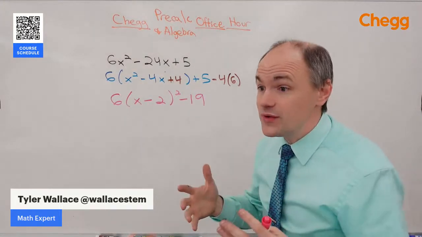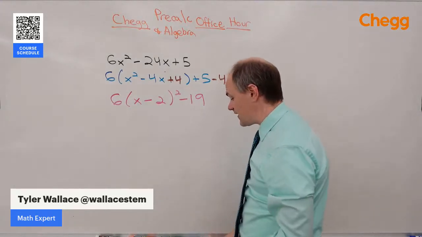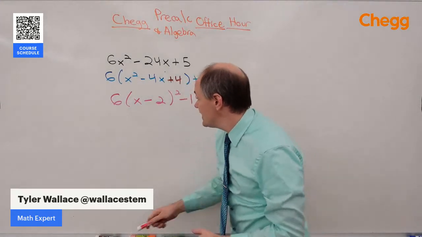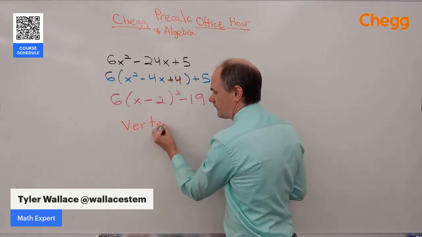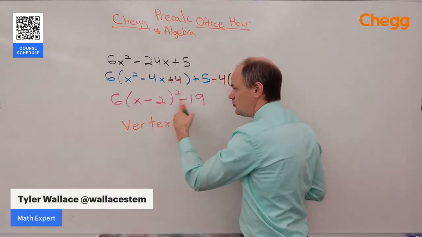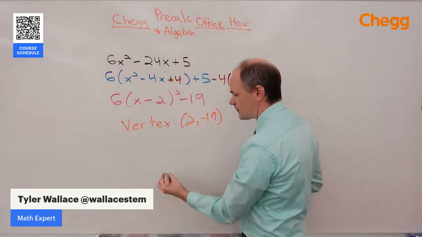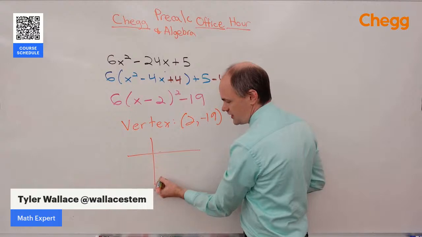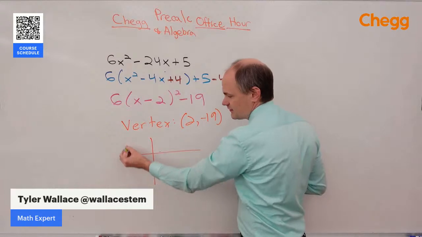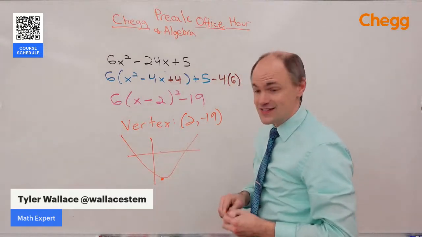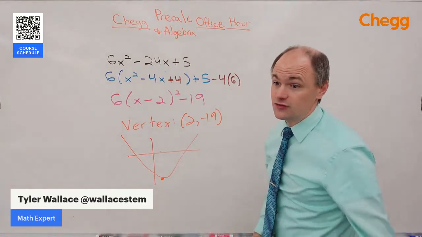What's nice, the reason we like completing the square so much, is because this information tells us quite a bit about the parabola. Specifically, it's going to tell us that the vertex of the parabola is at the point (2, -19). And so we know where the vertex of the parabola is. And we know that the parabola opens up because this is positive. And so the parabola is going to look something like that. And that's one of the reasons why completing the square is so powerful and useful to us.